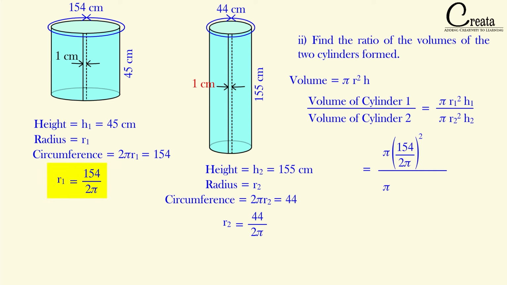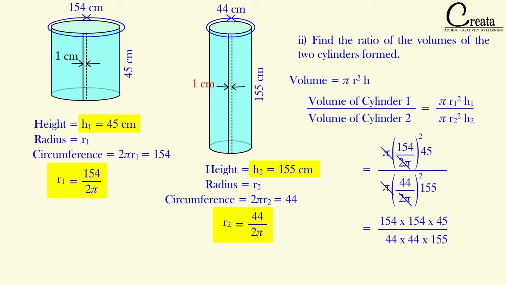Let's put radius 1 as 154 upon 2 pi and radius 2 as 44 upon 2 pi, h1 as 45 and h2 as 155. Got it? The radius we have calculated in the initial part of the question, r1 and r2. The reason we have not solved for radius, you will understand it here. Here pi and pi will cancel out. Here 2 pi square and 2 pi square will cancel out.